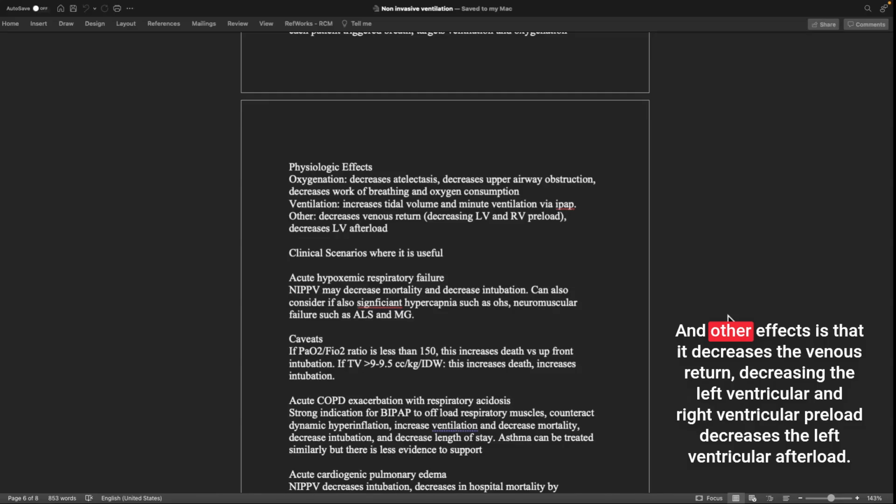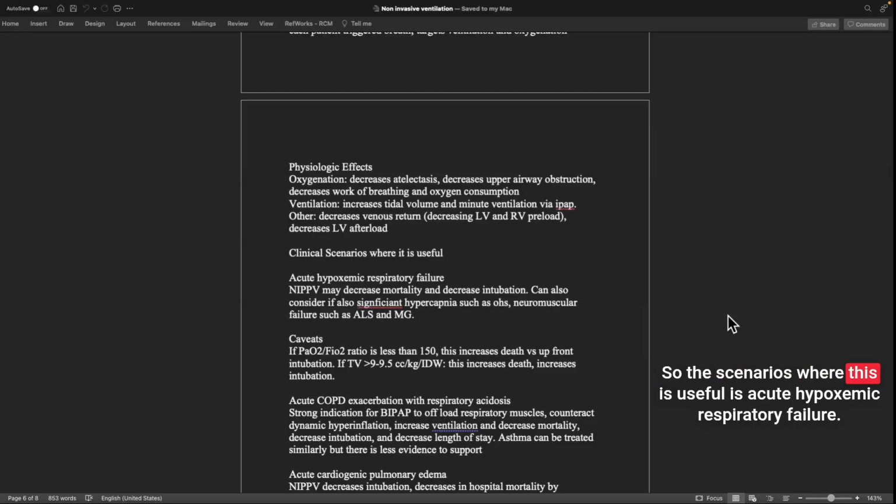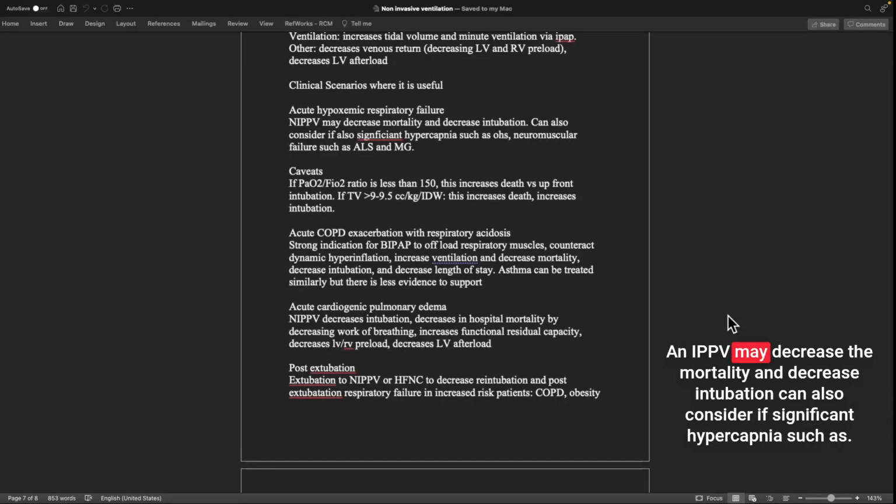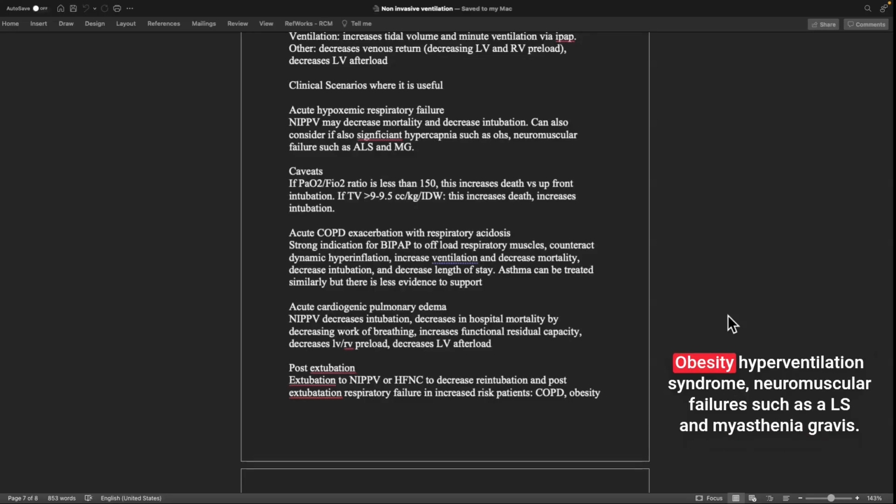Another effect is that it decreases the venous return, decreasing the left ventricular and right ventricular preload, and decreases the left ventricular afterload. So the scenario where this is useful is acute hypoxemic respiratory failure. NIPPV may decrease the mortality and decrease intubation. You can also consider it if there is significant hypercapnia such as obesity, hyperventilation syndrome, or neuromuscular failure such as ALS and myasthenia gravis.